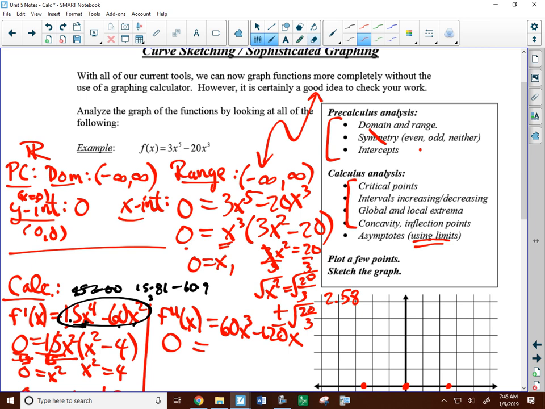All right, so if I plug in 2, 3 times 2 to the 5th minus 20 times 2 cubed. Let's see, 2, 4, 8, 16, 32. 2 to the 5th is 32. 2 cubed is 8. So this should be 96 minus 160. So that'll be -64.